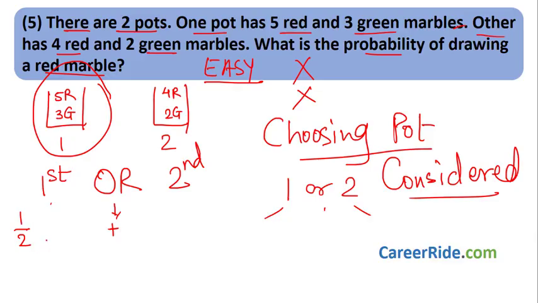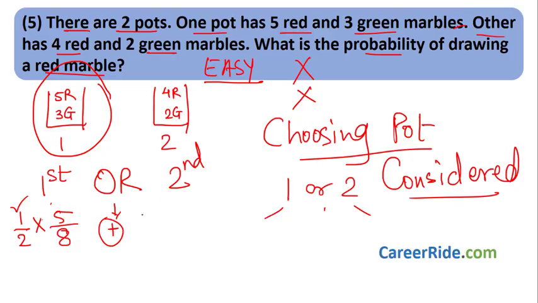After choosing pot 1, we choose the red marble. Now let us choose the red marble from the first pot. How many red marbles are there? 5, so I have 5 choices. So what I want is red, divided by total marbles, 5 red plus 3 green is 8. This is the probability of choosing a red marble from the first pot. Or means addition, which we have written over here.